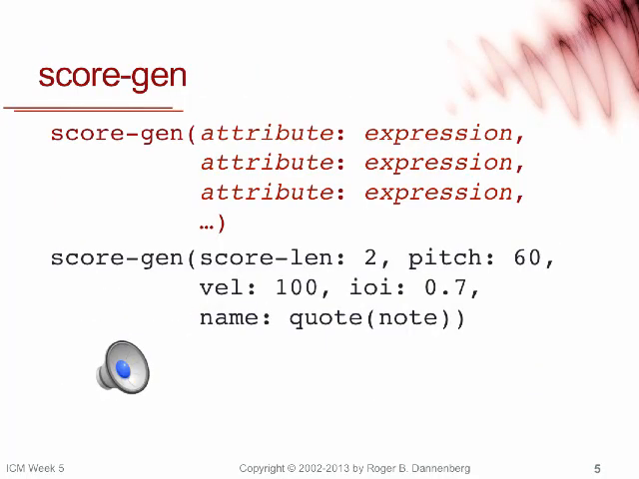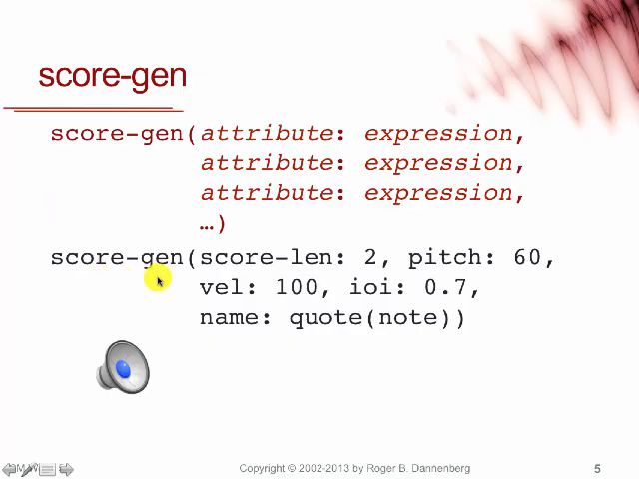Let's look at score-gen. The basic form of score-gen looks like this. You write score-gen as if it's a function. It's actually technically not a function, but let's not worry about that for now. The parameters look like attributes and expressions.